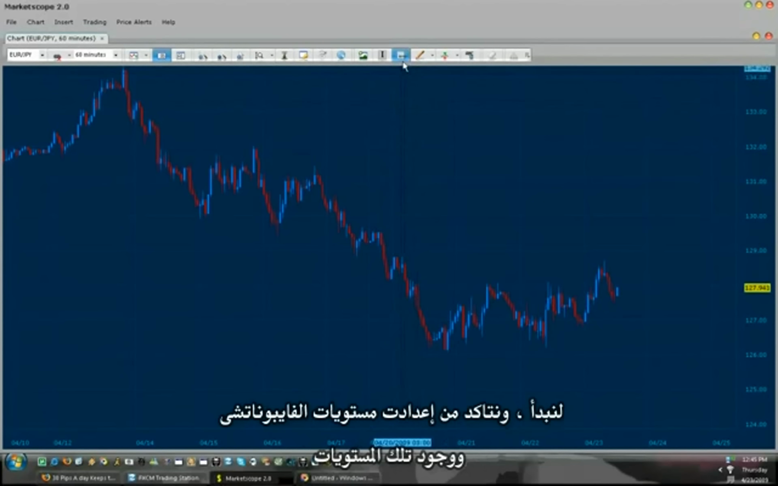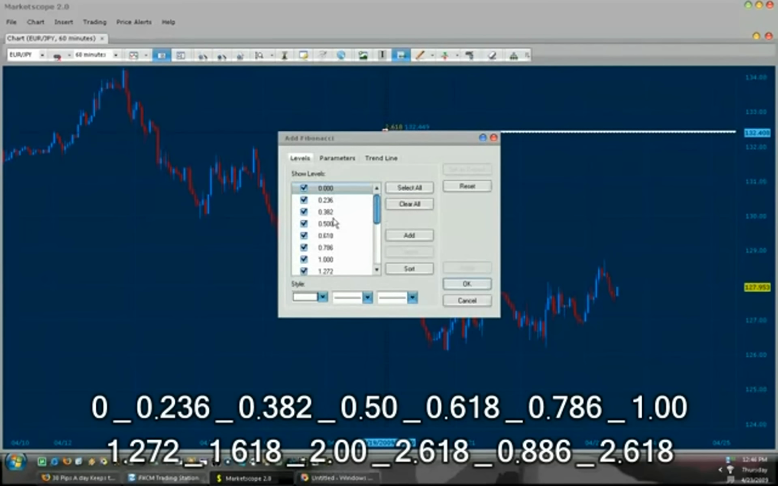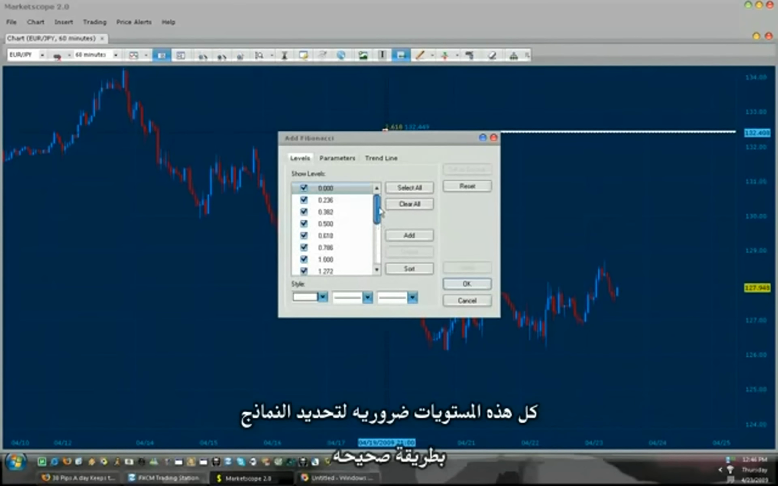Now to start off, make sure your Fibonacci tools have the following percentages enabled: 0, 0.236, 0.382, 0.500, 0.618, 0.786, 1.0, 1.272, 1.618, 2.0, 2.618, 0.886, and 0.2618. All these fib levels are necessary for correctly identifying a pattern.